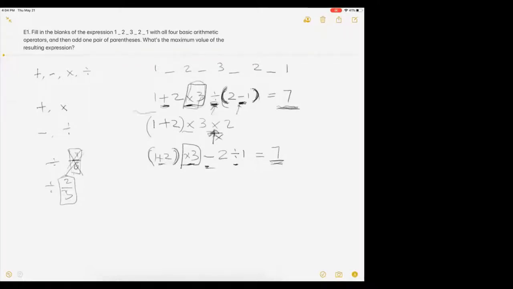So we come up with these two equations. They both end up with 7, okay? So the answer to this problem is 7, okay? Any other questions or comments to this problem? If no, let's move on to the second problem.